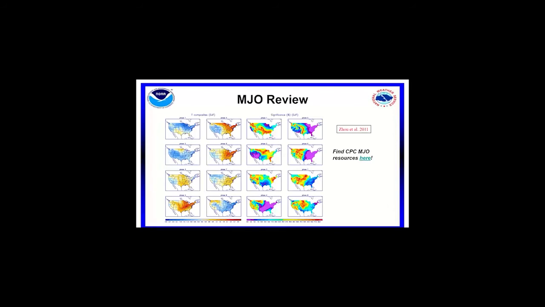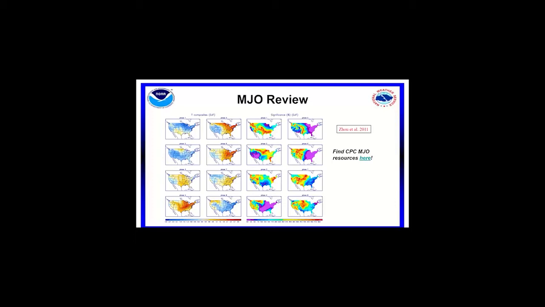So here is what we call a contemporaneous composite. You take all the days that are in MJO phase 1, you add them up, divide by n, and boom, you get this plot on the upper left: temperature anomalies. Of course, you do that for all the phases. And then you can significance test it.